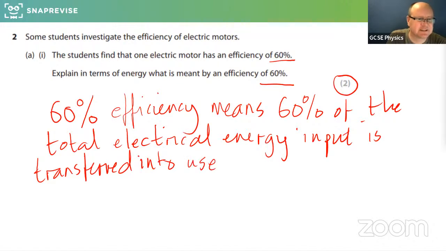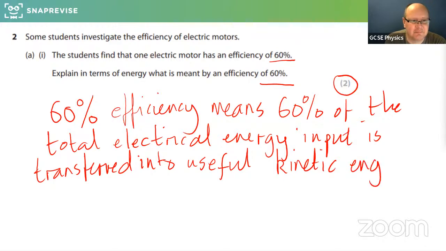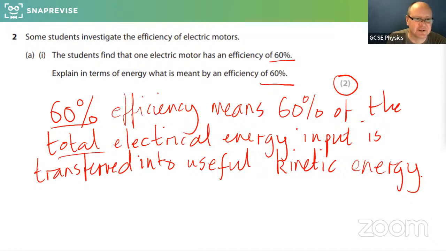So we're going to transfer 60% of the total electrical energy into useful, the primary function of a motor is to make things move. So we're going to say useful kinetic energy. Oops, there's an E in there. Sorry, I'll write that again. I'll find the rubber feature on here. Right, okay, useful kinetic energy. There we go. And that would be enough. We've talked about 60%. We talked about total in. 60% of the total in gets transferred as useful kinetic. You could add something else, but there's nothing else we need to add.